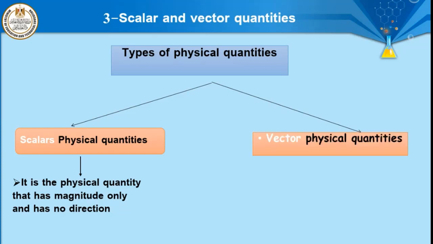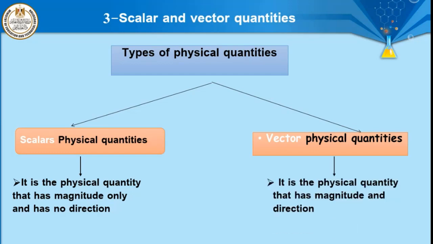The second type of the physical quantity is called vector physical quantity. It is any physical quantity that has magnitude and has direction. That is the difference between the two types of physical quantities. The first type has magnitude only and has no direction. The second type has magnitude and has direction.